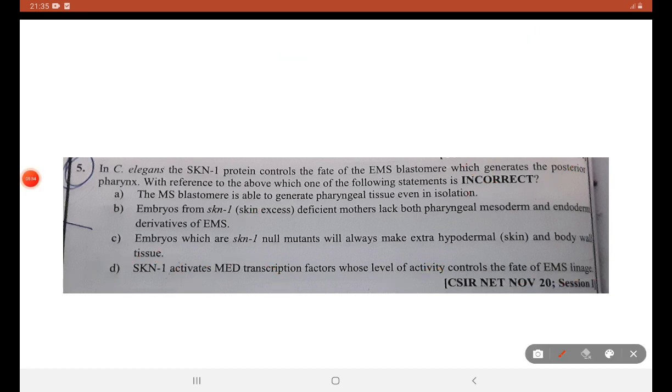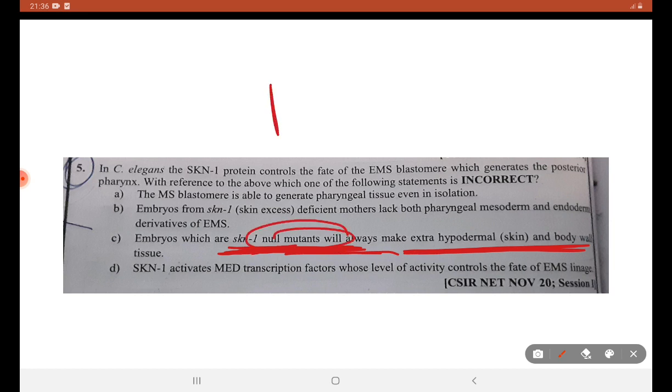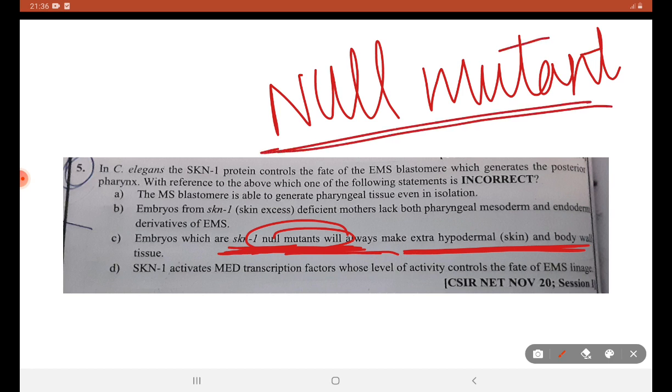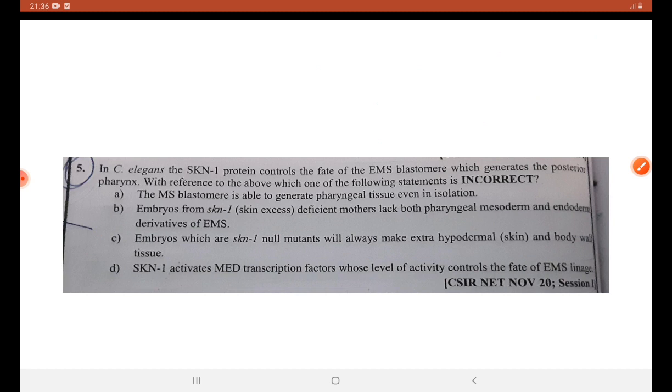Then, next point. Embryos which are SKN1 null mutant. Null mutant in the sense there will be no effect of that mutation. Will make extra embryo hypodermal. How will it make extra hypodermal skin? Because the mutation will not be expressed since it is null mutant. Okay. So C is the correct answer. Same question.